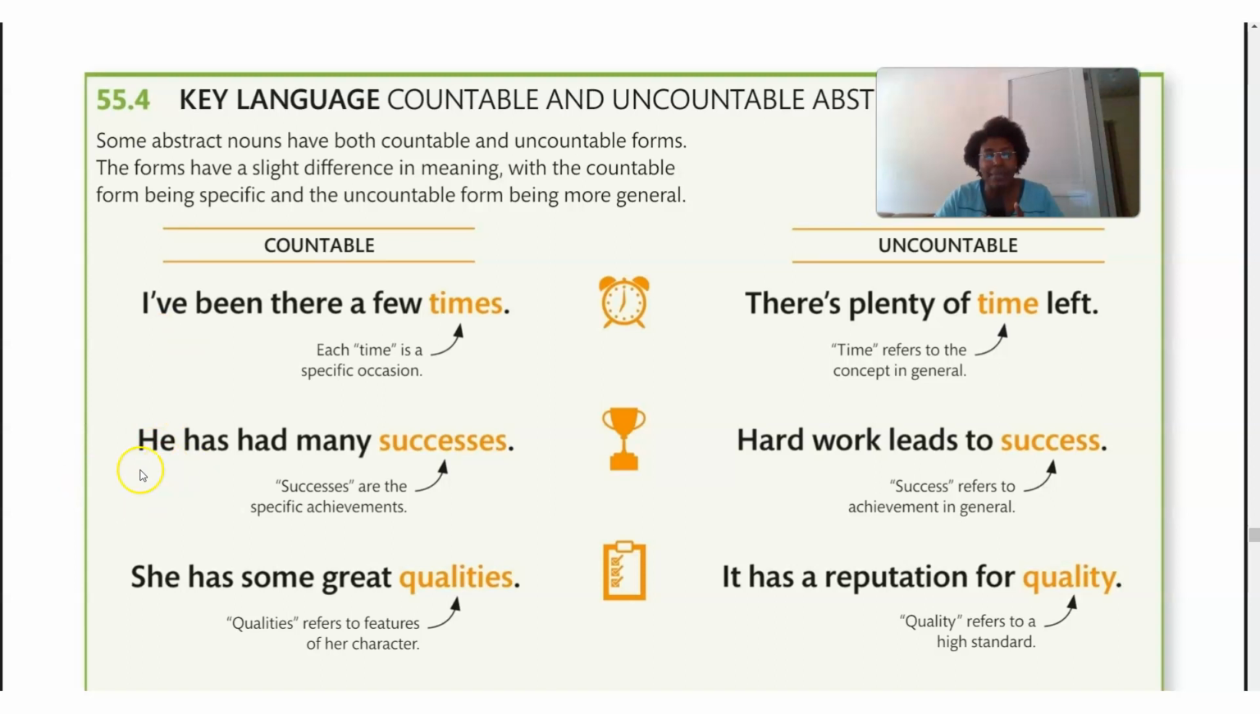Next one, he has had many successes. Successes are the specific achievements. So you can say, yes, I've had many successes in playing tennis. I have a lot of awards. I had 2 events that I won a trophy. So I had 2 successes. You can count that because we are using that to mean achievements, and we can have more than one.